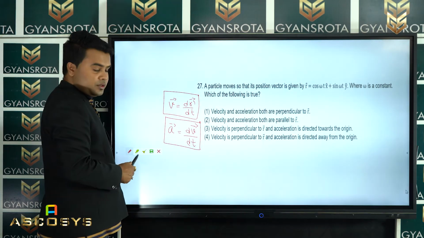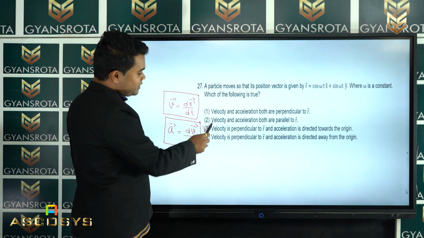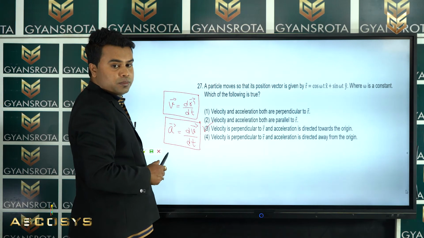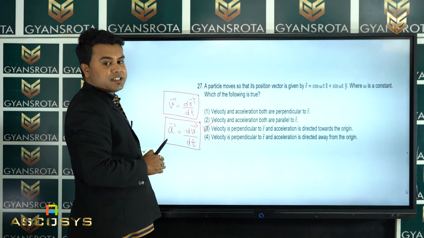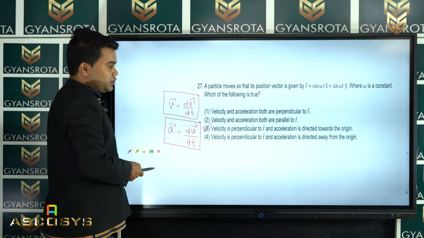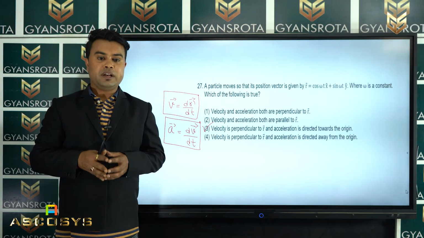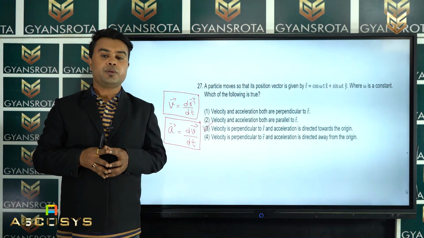You will see that option number 3 is the correct answer. Velocity is perpendicular to the position vector, and acceleration is directed towards the origin. So number 3 is your correct option. Now let us move to the next question, that is question number 28.